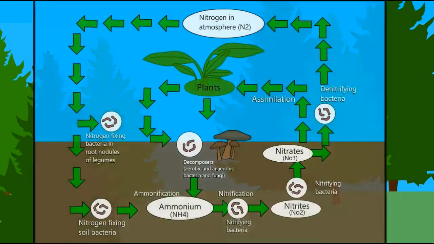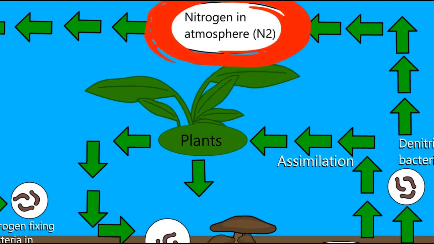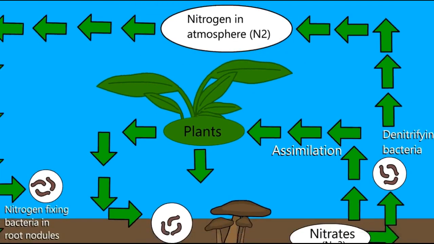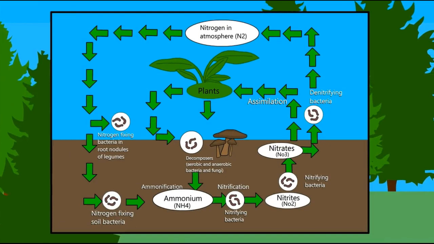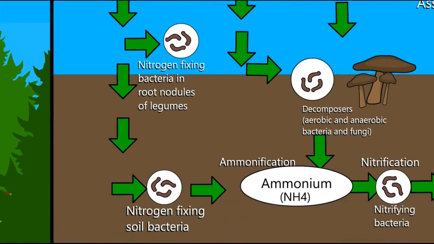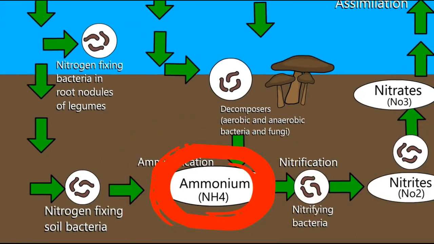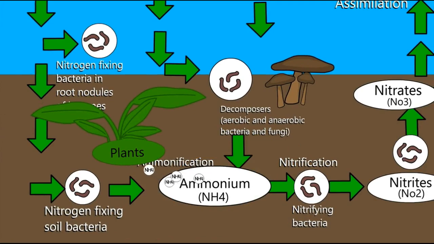We'll start with nitrogen gas. Nitrogen gas has a triple bond, so it's extremely hard to break. Only a few bacteria have figured out how to break it down. These nitrogen-fixing bacteria take the nitrogen gas and convert it into ammonia. Ammonia can just sit in the soil until it's ready to be absorbed by plants.